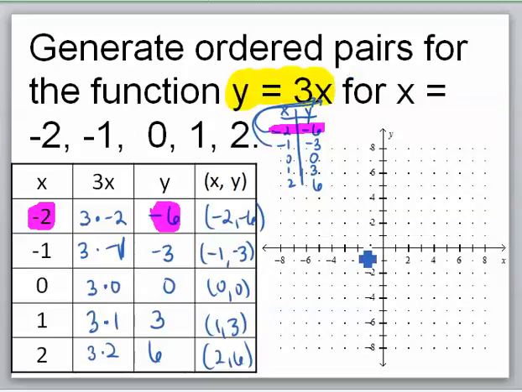So we're going to go negative 2, negative 6. There's the first dot. The next one says negative 1, negative 3. The next ones give you (0, 0), (1, 3), and (2, 6). You can connect those all together with a line, and we'll finish up a couple more examples in the next video.